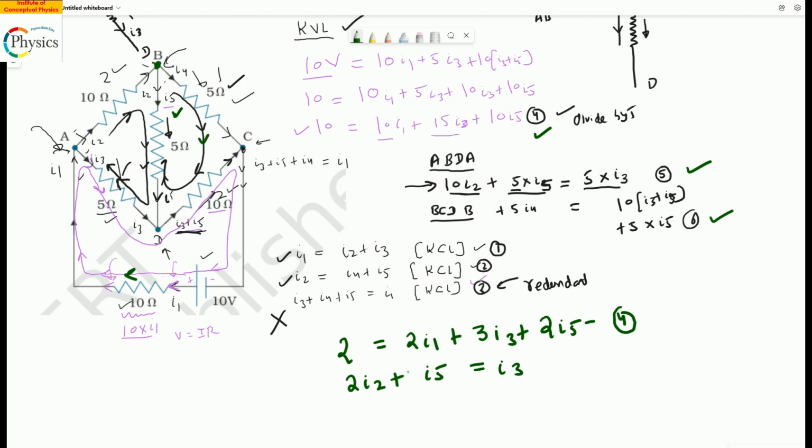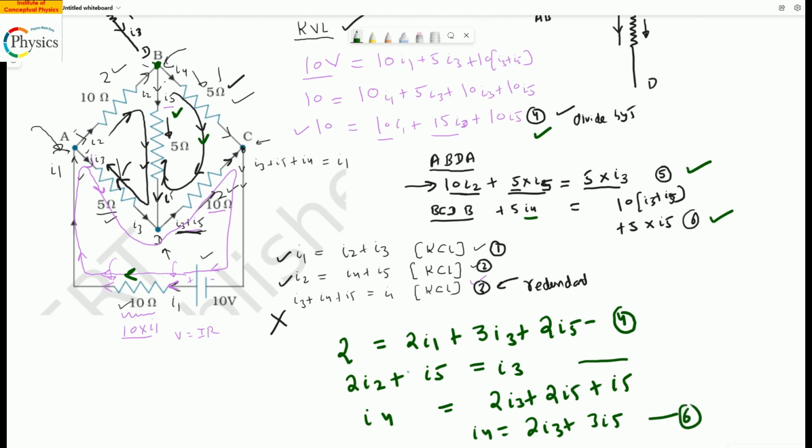So this is I4, right? This is I4, 5 is common, is equal to 2I3 plus 2I5 plus I5. So I4 is equal to 2I3 plus 3I5. This is equation number 6, right? So we have equations number 1, 2, 3, 4, 5, 6.